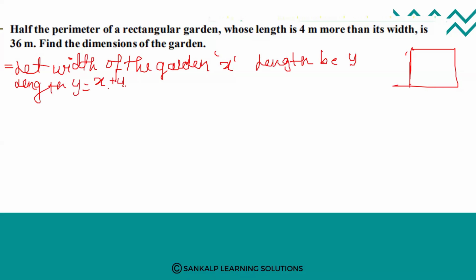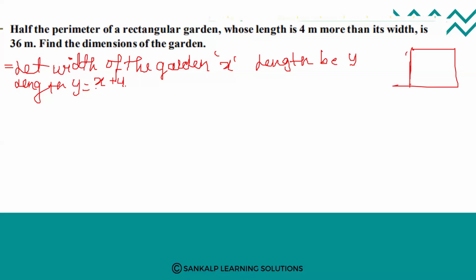Now y is equal to x plus 4. So perimeter they have given. So perimeter of the rectangular garden is 36. Okay. So the formula to find the perimeter of a rectangle is 2x plus 2y. And here it is half of the perimeter. That means divided by 2 is equal to 36.